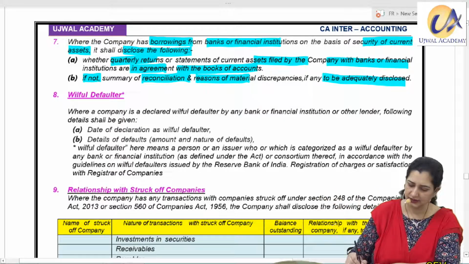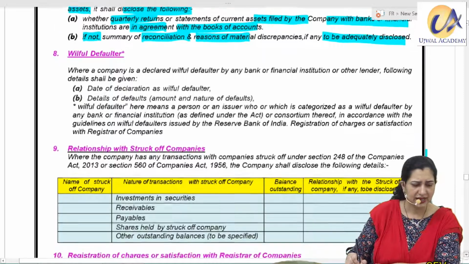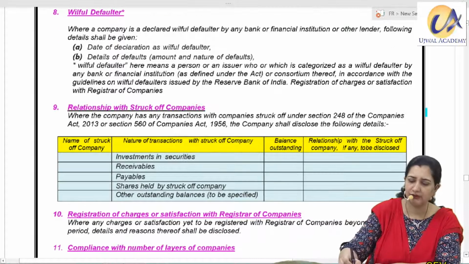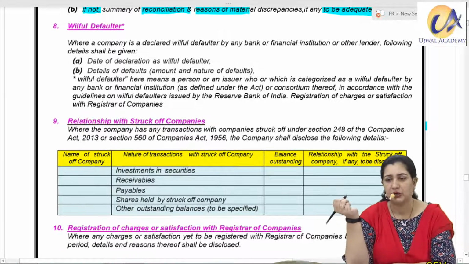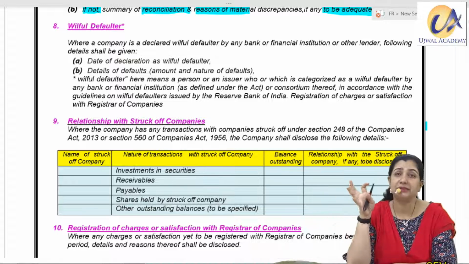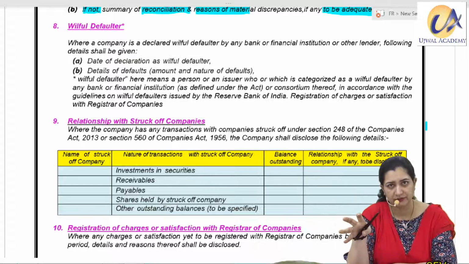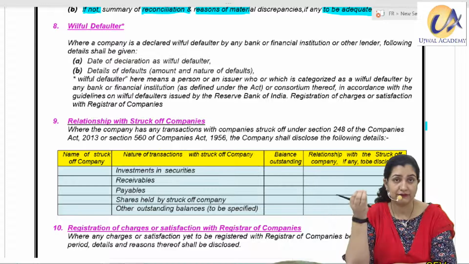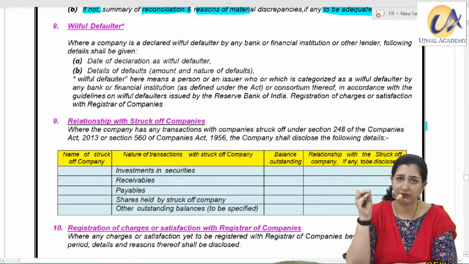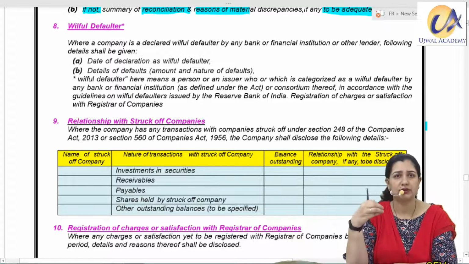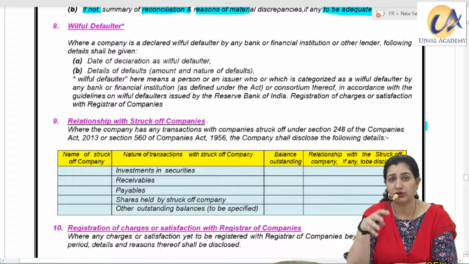Okay. Next. Has company been declared a willful defaulter? Who is a willful defaulter? A person who has purposely defaulted on the loan. For example, like Vijay Mallya is a willful defaulter. Okay, we have got Choksi, who is a willful defaulter under this Gitanjali Gems, that company.